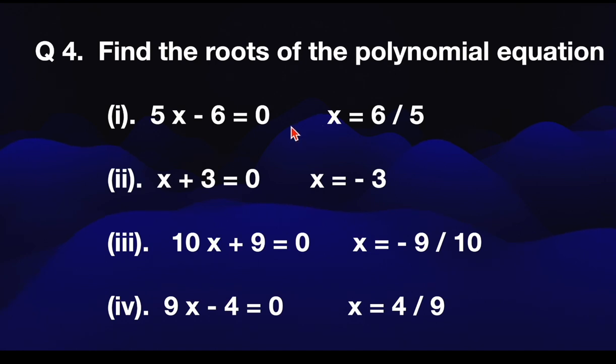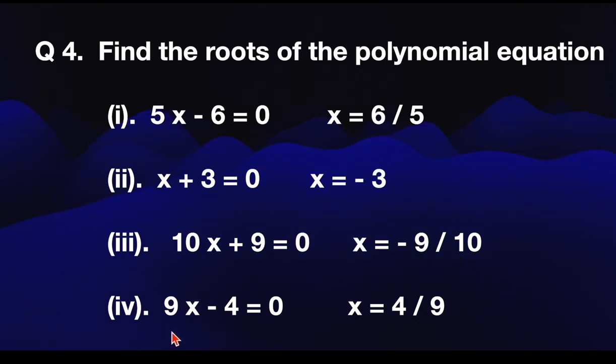This is also the same thing. Whether it's zeros of the polynomial or roots of the polynomial, in both cases, we should write the polynomial as 0 and find the value of x. So here 5x = 6 and x = 6/5. This is x = -3. 10x = -9 and x = -9/10. 9x = 4 and x = 4/9.